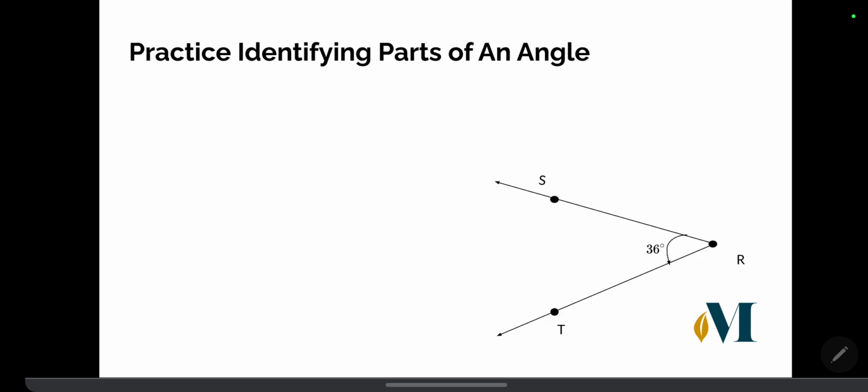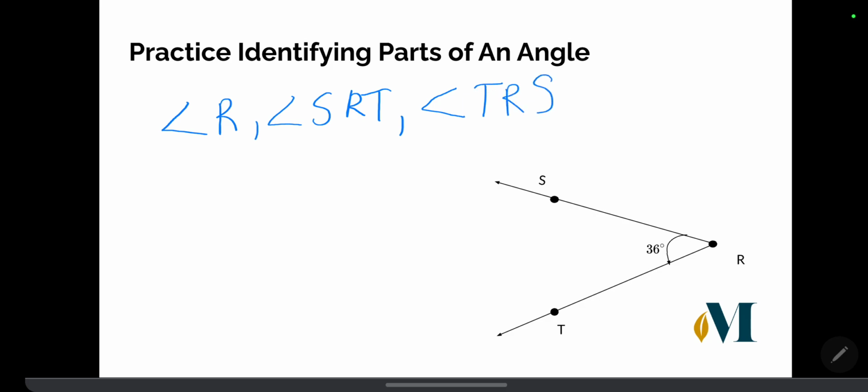Just as a little review here, let's identify something. We have an angle here. We have an angle R, and we can also name it as angle SRT. And what do you think that last one is? What's the last thing we can make for it? Angle TRS. And the measurement of angle R equals 36 degrees.